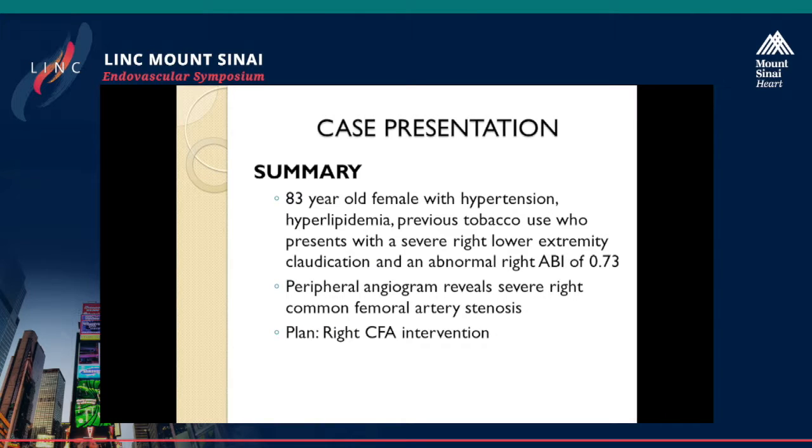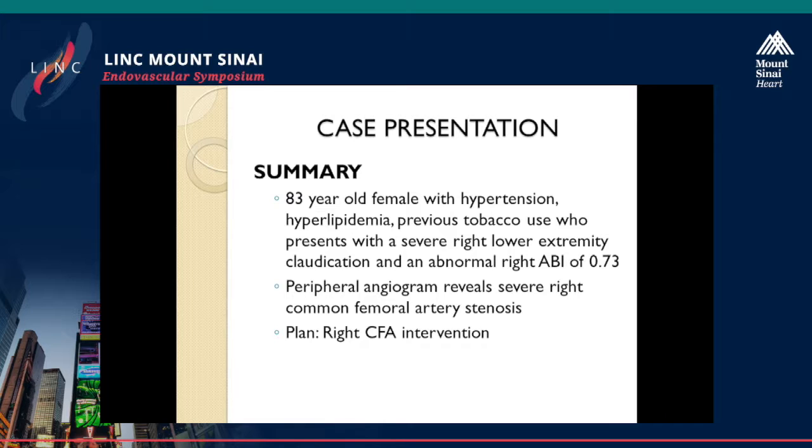So in summary, this is an 83-year-old with hypertension, hyperlipidemia, and tobacco use who presents with severe right lower extremity claudication and an abnormal ABI of 0.73 that got worse with exercise to 0.55. Peripheral angiogram reveals severe right common femoral stenosis, and the plan is to perform right CFA intervention. PK? Thank you for that nice presentation.